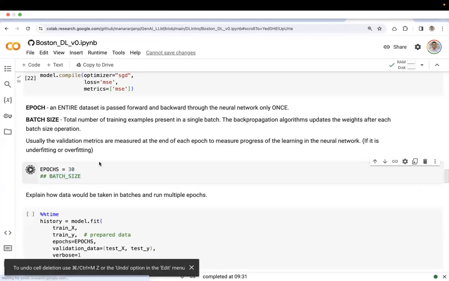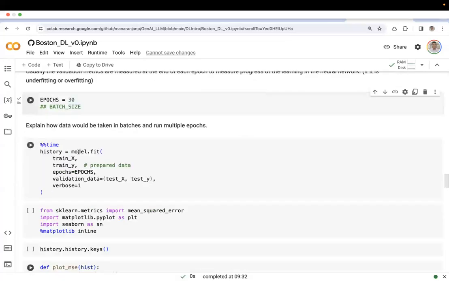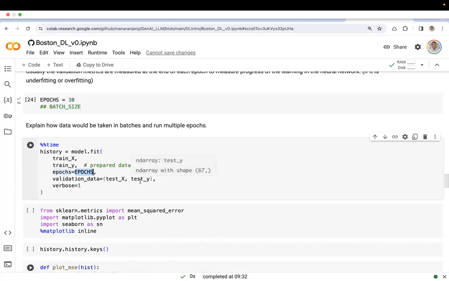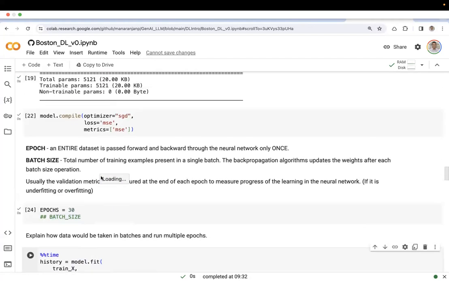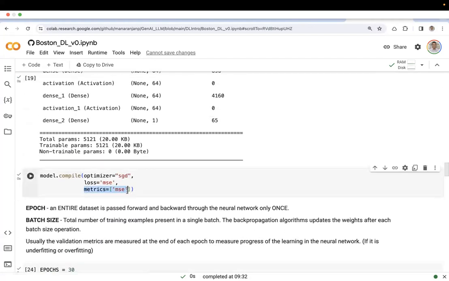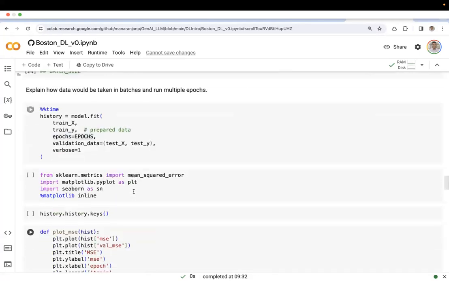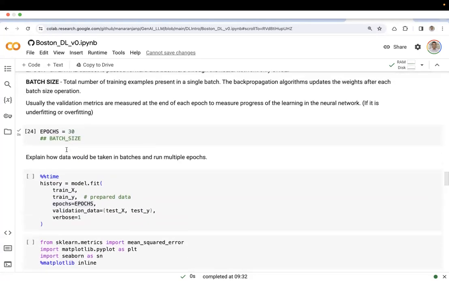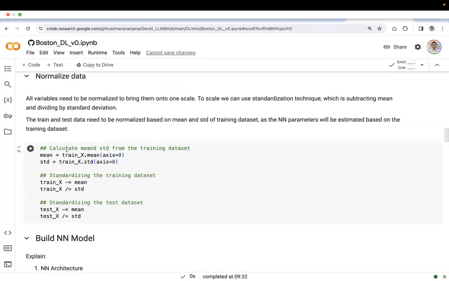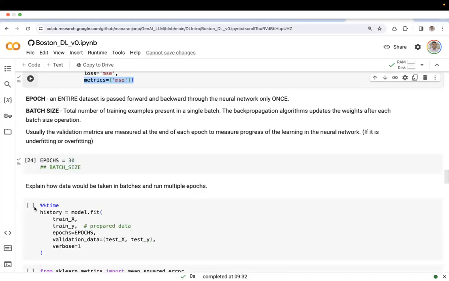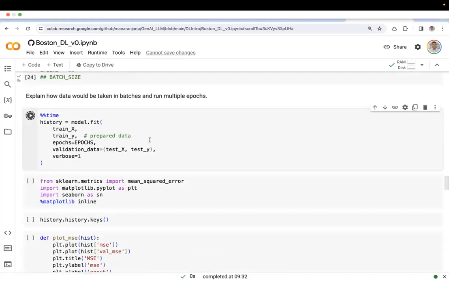So let's say epoch 30. And then now I'll fit the model. Model.fit train X, train Y, 30 epochs. And I'm also giving the validation data. At the end of each epoch, it is also going to test against the test data and see how much the accuracy is. And accuracy, I have already told you, use MSE only to measure the accuracy here. Now I will go ahead and run the model. So go ahead and fit it.